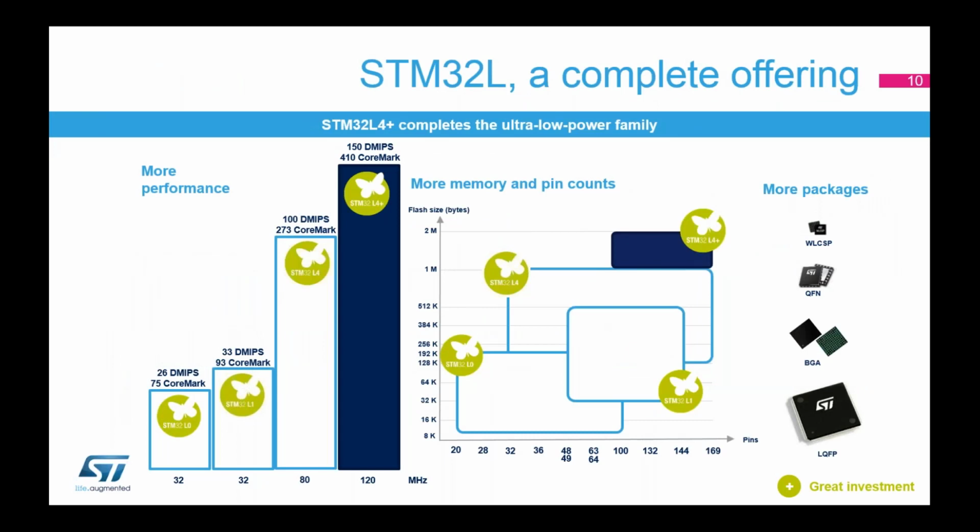So now if you have a look at the ultra-low power family, you can see that there are already several members. So first one is STM32L0, which is cost-effective microcontroller based on Cortex-M0+. The STM32L1 with Cortex-M3, which has a broad range of products. The STM32L4 that we launched 2 years ago, bringing more performance and excellence in ultra-low power. And now we are adding STM32L4 Plus. And the STM32L4 Plus completes the ultra-low power family by providing more performance, more memory, and more packages.